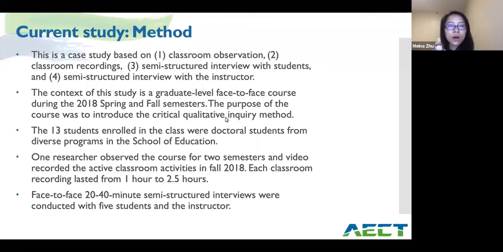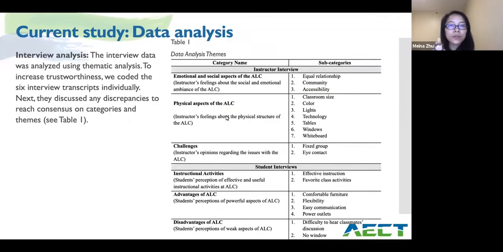To analyze the interview data, we used thematic analysis. We coded the 6 interview transcripts individually and then discussed any discrepancies to reach consensus on categories and themes. Table 1 shows the themes that we finalized. On the left side, from the instructor interview, we found 3 themes.